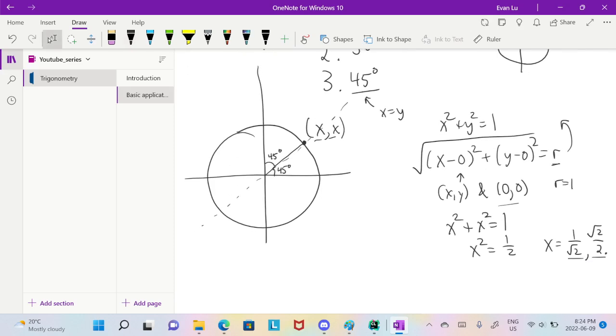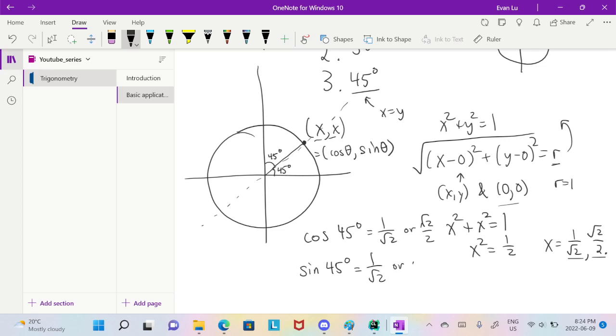Okay, so what does that tell us? Remember, this is equal to cos theta, sine theta, which is in this case 45. So that tells us that cos of 45 degrees is equal to 1 over root 2, or you can write it as square root 2 over 2. And it also tells us that sine of 45 degrees is equal to 1 over root 2, or square root of 2 over 2.